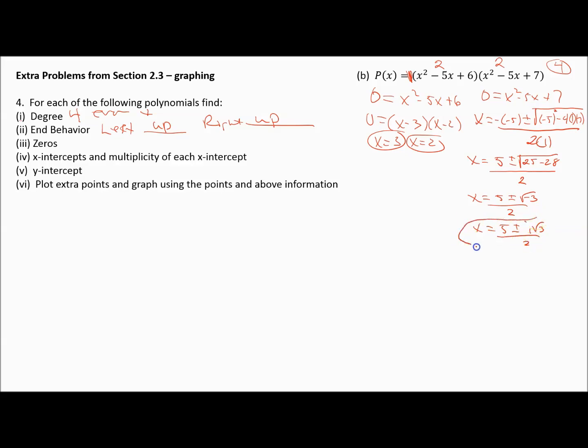Now, I know that was a little fast, but I am pretty sure there's a problem in this review that asks you to find zeros of this very polynomial. So go back and look at that one. I don't know what number it is, but go back and look at it.